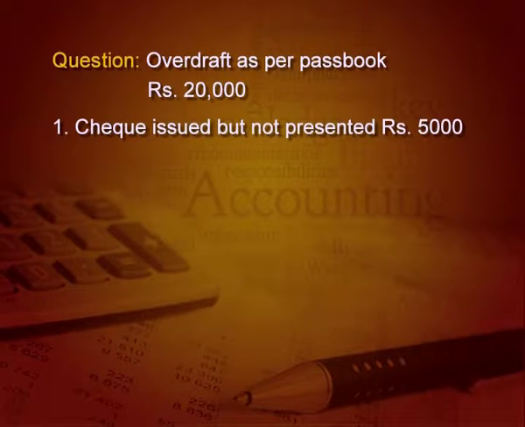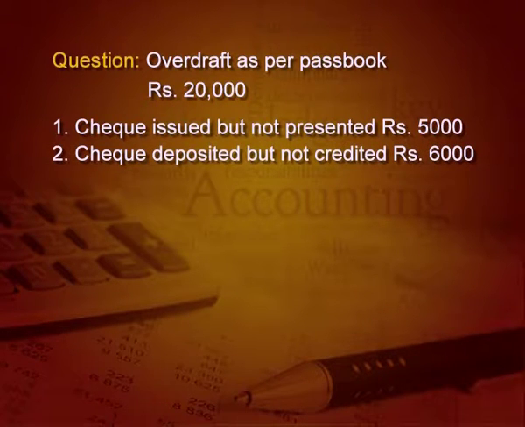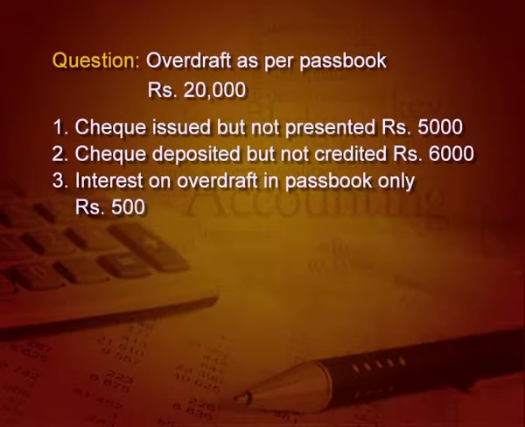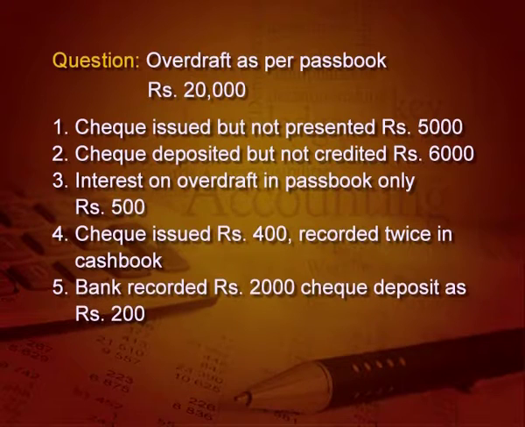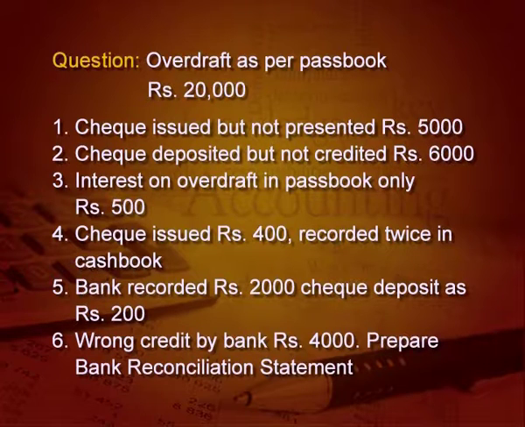First point, check issued but not presented 5,000, check deposited but not credited 6,000, interest on overdraft in passbook only 500. Next point number 4 is check issued 400 recorded twice in the cash book. Next point number 5, bank recorded 2,000 check deposited as 200, and last is wrong credit by the bank 4,000. Now, we have to prepare a bank reconciliation statement.